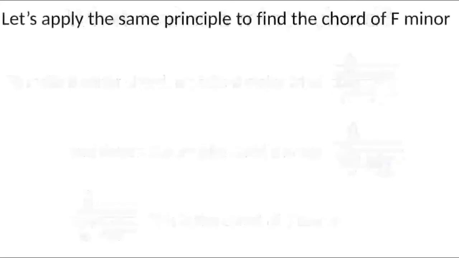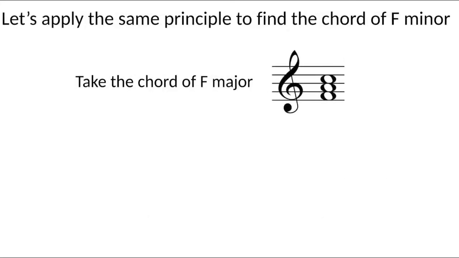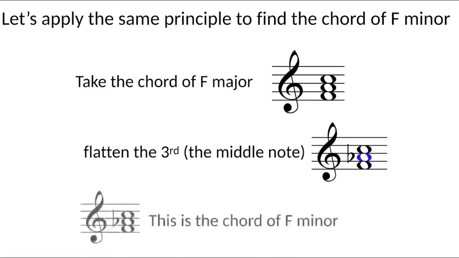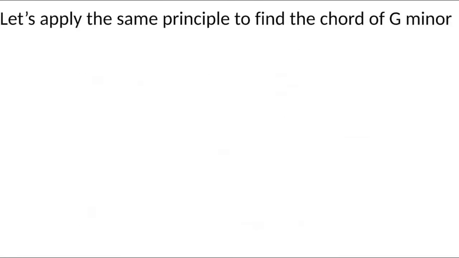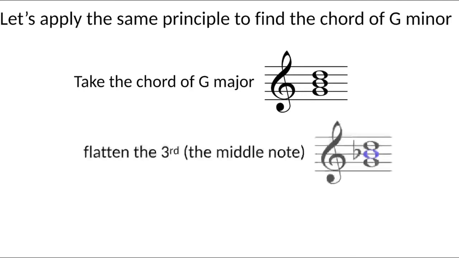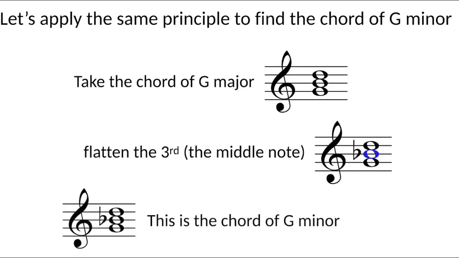Apply that same principle to find the chord of F minor. We start from F major. Again, we're going to focus on the third there, which is the A. We're going to flatten that to make it an A flat, and that gives us the chord of F minor. Again, if we have a look at the chord of G minor, we would begin from G major. We're going to focus in on that third, and we're going to flatten that third, making the B a B flat, and that gives us the chord of G minor.